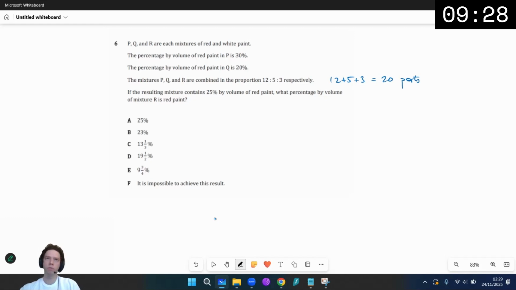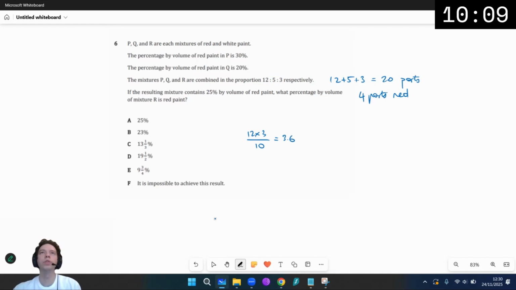Cool. So if we can calculate the amount of red paint in there, well, sorry, we're given the amount of red paint. So we're saying the red paint is 4 parts, right? 4 parts red. Then 12 parts is P. So 30% of 12 is what? 12 times 3 over 10 is 3.6. That's not great, to be honest, but we'll work with that.